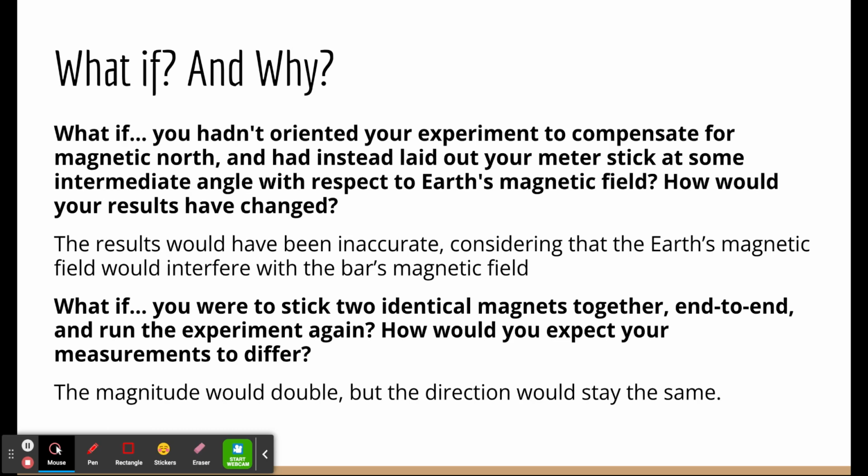For the what if part, the results would have been inaccurate, considering that the Earth's magnetic field would interfere with the bar's magnetic field. And for the second what if part, if we were to stick two identical magnets together and run the experiment again, I think the magnitude would double, but the direction would likely stay the same.